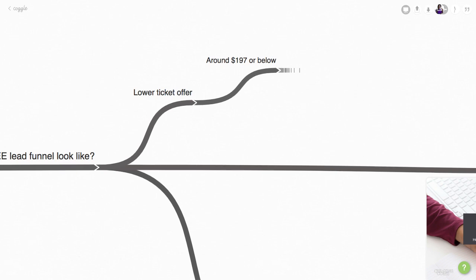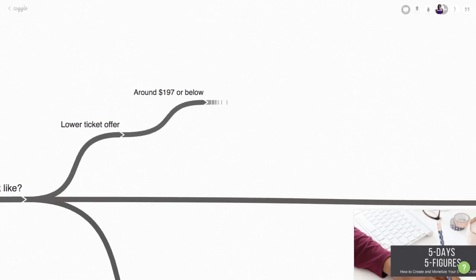Okay. So I say $197 if you're doing information products, because that's what I found has worked well for me. Okay. $197 plus a special limited time discount. So my $197 offer is not $197 when I'm offering it right away. And I'll talk about that in a second, but I do have a special limited time discount.